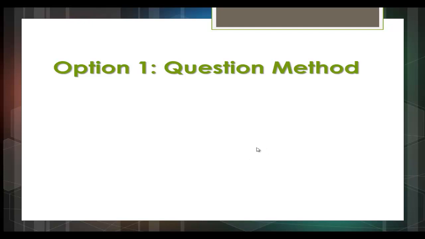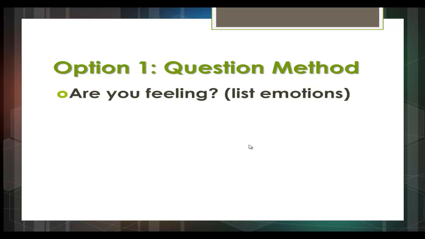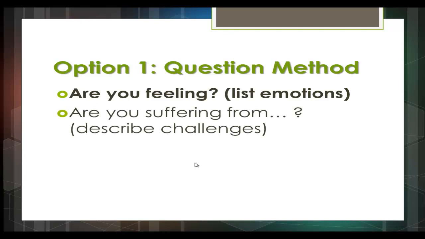Okay, so option one is what I call a question method, and it starts off with, are you feeling this or that? This is where those feelings that you researched in your ideal audience profile are going to come in. You connect with what they're feeling. Or are you suffering from, you describe their challenges.